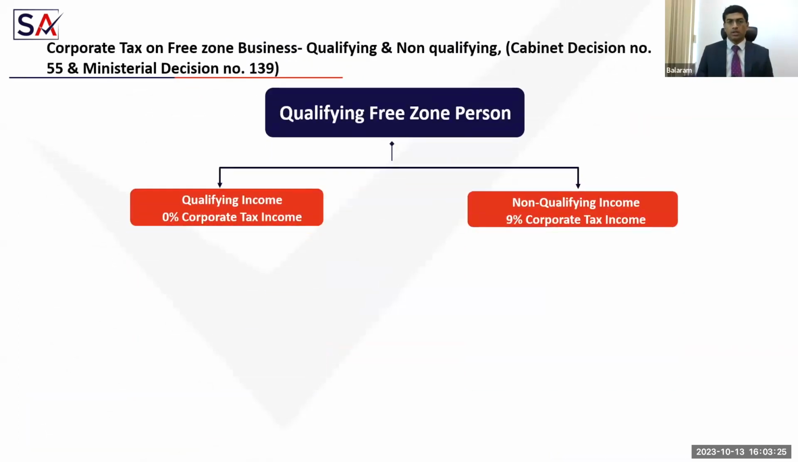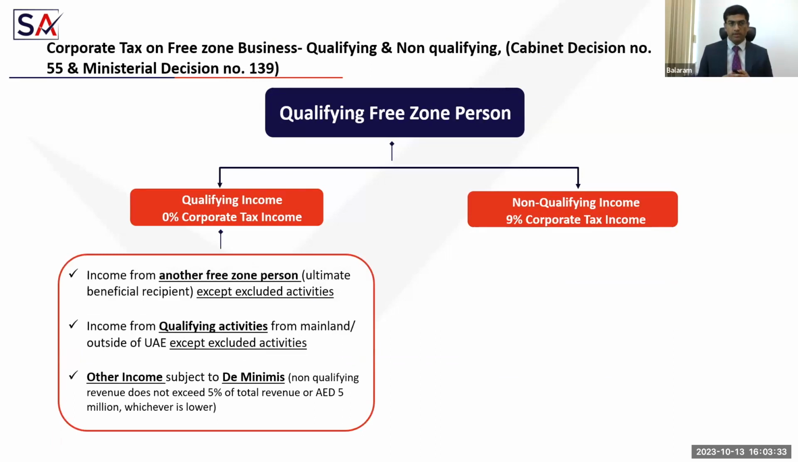Now let's look at what that qualifying income is, which we discussed in the previous slide, and what could fall under it. First, income from another free zone person, which is not derived from an excluded activity. So you have a free zone entity performing activities not included as excluded activities. We'll see what an excluded activity is. The second is income from qualifying activities, which could be from mainland entities or free zone entities, but those activities should not be part of excluded activities. They have given a list of qualifying activities that we will see in a future slide.